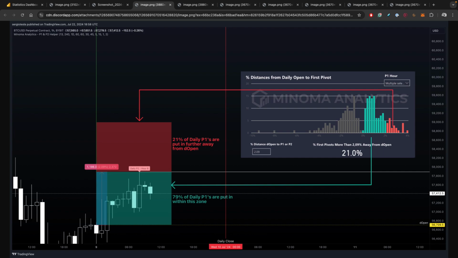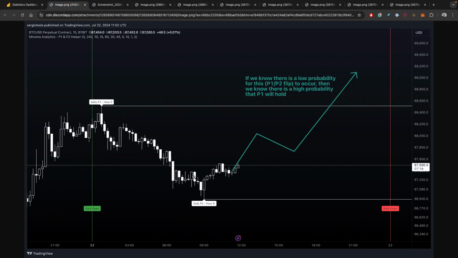So the metric value means 21% of the first pivots are more than 2.09% away from the daily open, right? So that doesn't happen a lot. We can see that 79% of daily P1s get put in less than 2.09% above daily open, and thus 21% of daily P1s get put in further away than that, which means that only 21% of days manage to put in a P1 that far from daily open. Let's reiterate something. In case you are confused as to why we're looking at the distance between daily open and P2 and plotting it against data that shows the distances between daily open and P1, remember that we are trying to estimate the likelihood of a P1, P2 flip.